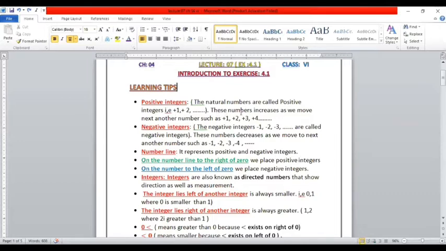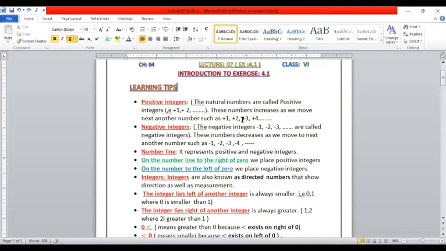Dear students, positive integers have the property of increasing as we move to the next number, like plus 1, plus 2, plus 3, plus 4. It means that as we go up, the number's value will increase. Plus 2 is greater than plus 1, plus 3 is greater than plus 2, plus 4 is greater than plus 3.